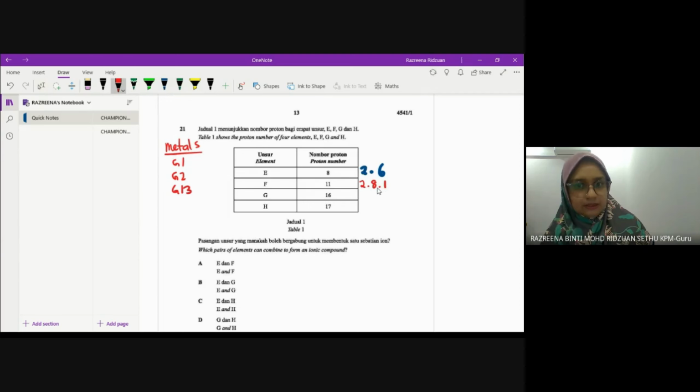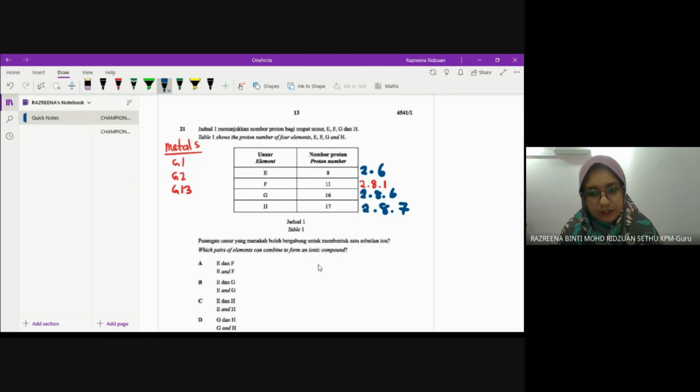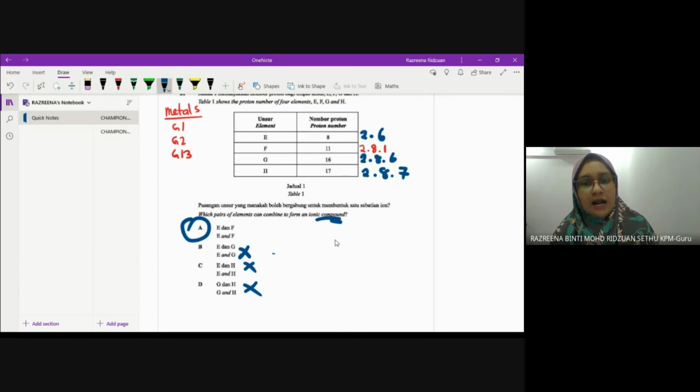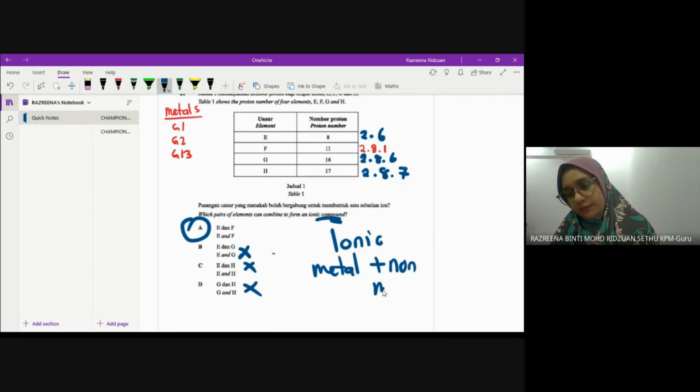So this is metal. Next one, 2, 8, 6. This is also non-metal. The next is 2, 8, 7. So this is all non-metal, only F is the metal. So you need to combine with an F to form an ionic compound. So easy, let's eliminate which one has no F. No F, no F, no F. Do you have the answer? Yes, your answer is A. Because for an ionic bond, you need to have a metal with a non-metal.